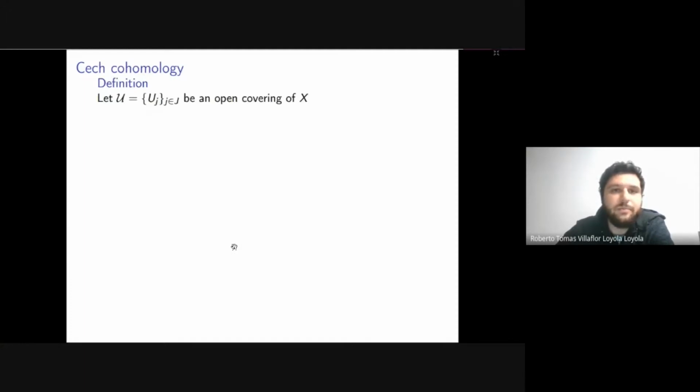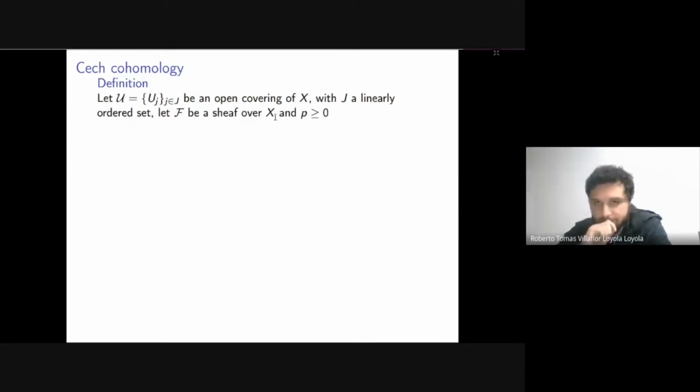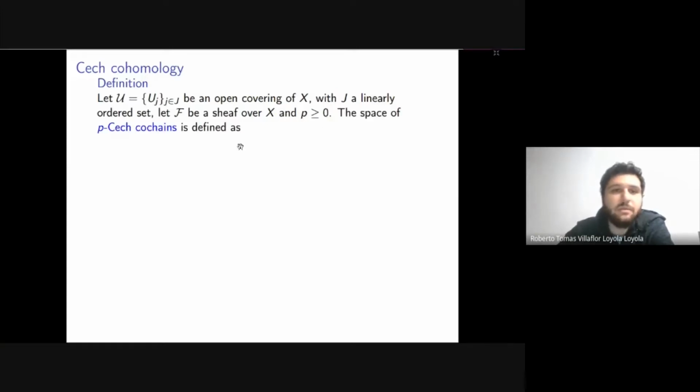So consider U to be an open covering of the topological space X. Assume that this open covering is indexed by some set which is linearly ordered, and take F to be any sheaf over X. And also consider a number P greater than or equal to 0. So we define this space of P Čech cochains as follows. It is denoted C^P(U, F) and corresponds exactly to the product of all sections of the sheaf F over the intersection of P+1 open sets of the covering.